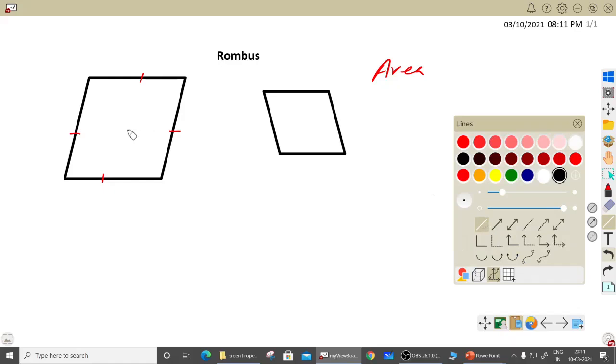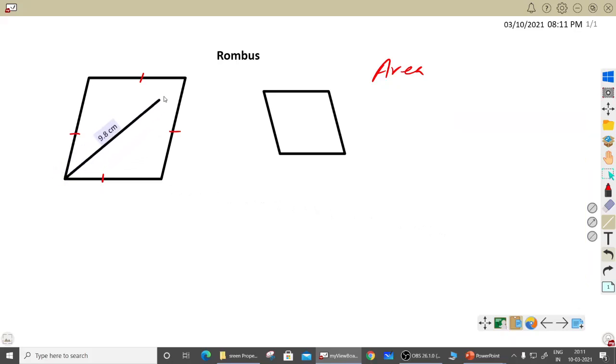If you draw the diagonals of a rhombus, one diagonal, the other diagonal, these two diagonals make right angles here. That means we made 1, 2, 3, 4 right angles. Another peculiarity: the diagonals are not equal. Let us name this D1 and this D2, two different diagonals. Now, these diagonals divide each other equally at right angle.